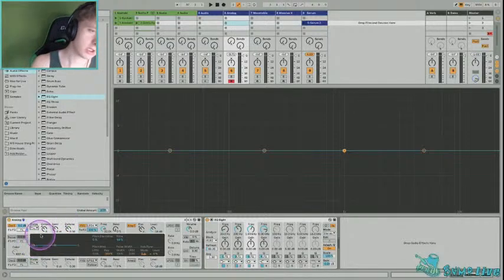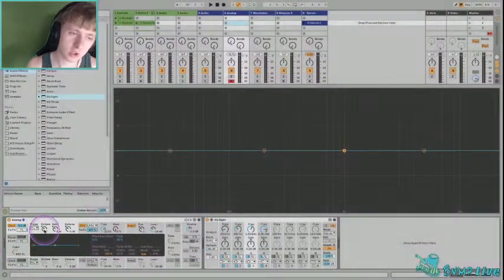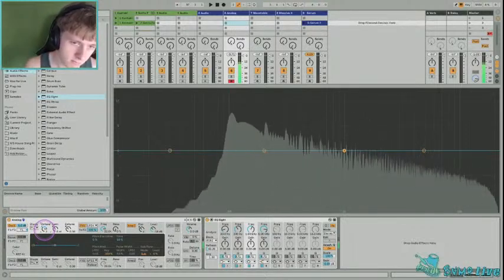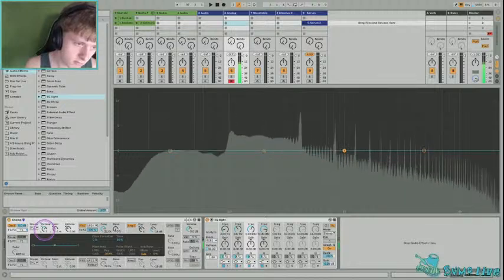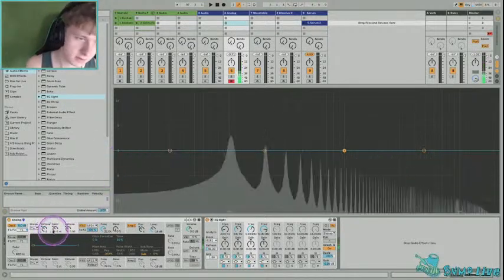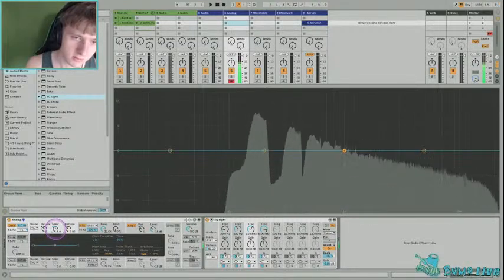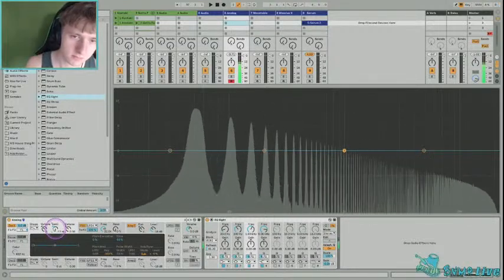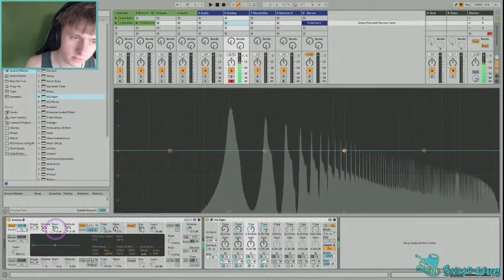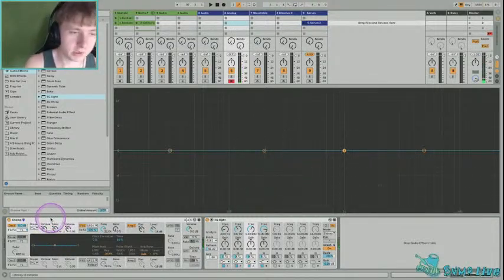You got some controls here for the octave of the sound. So if I were to turn this up, it would go up or down an octave. Semitone goes up or down a semitone. Easy. Detune goes up or down cents.